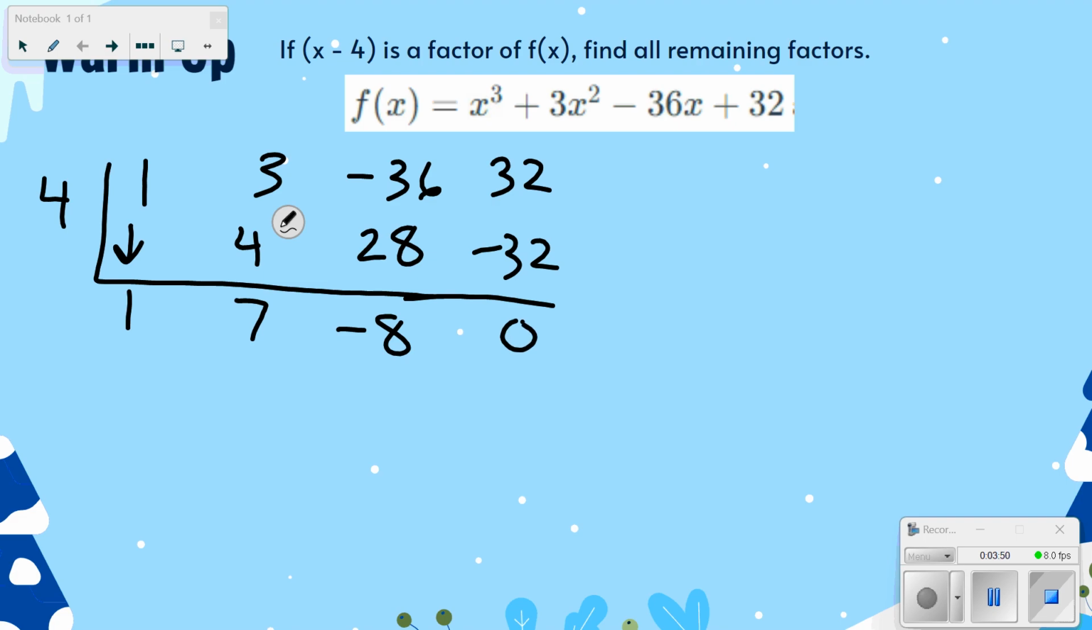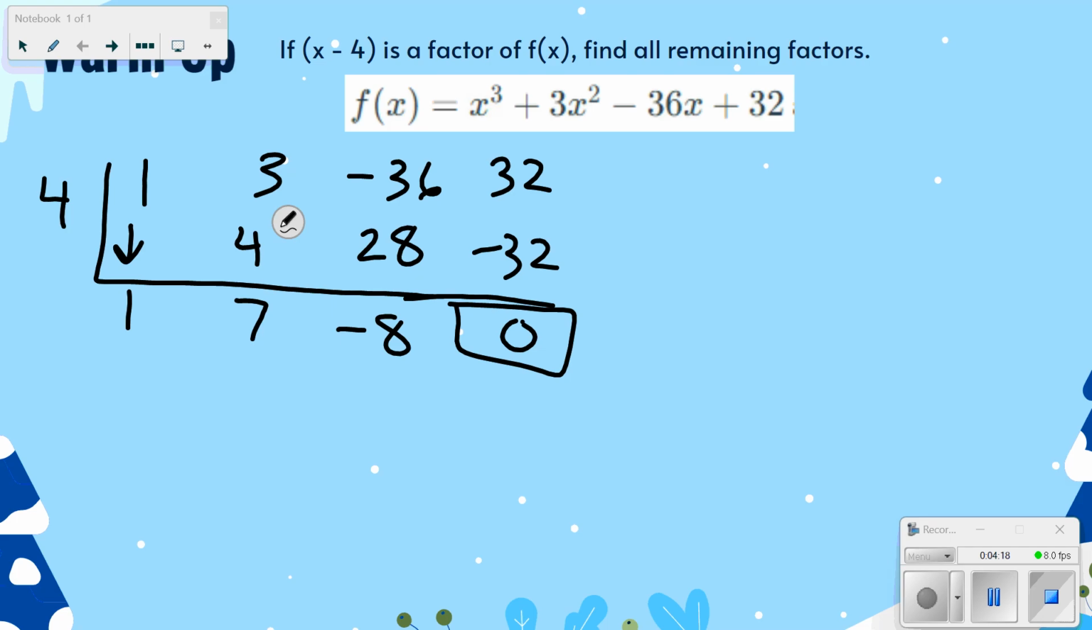So here, we have 1, 7, and negative 8. What do 1, 7, negative 8, and 0 tell us? What do those values after synthetic tell us? What does maybe the 0 at the end tell us? There's no remainder, which I needed to check because I was given a factor. So that's a good check. What does 1, 7, and negative 8 tell us?